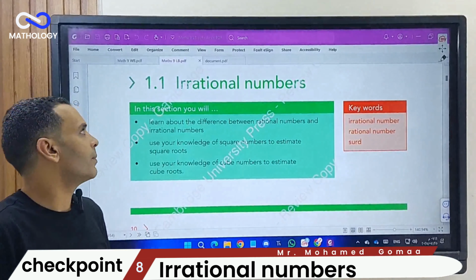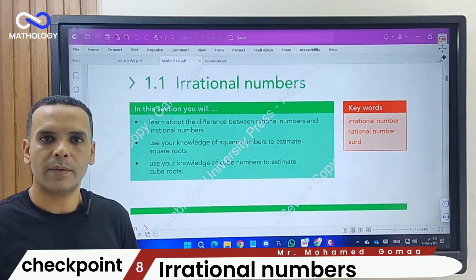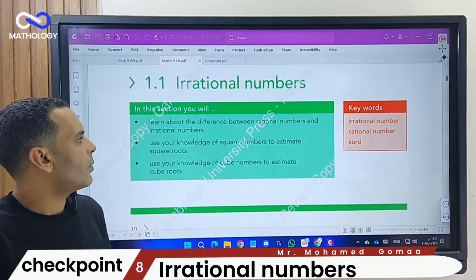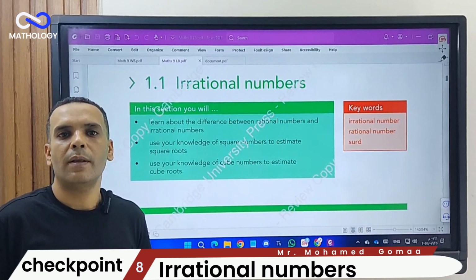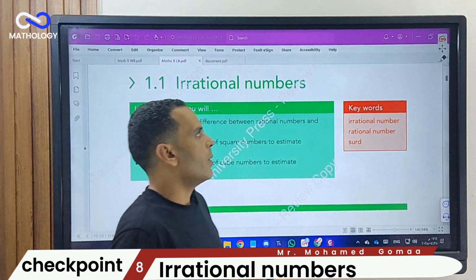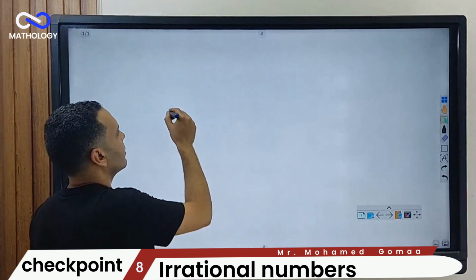Hello everyone. Our lesson today is about irrational numbers. But before we study the irrational numbers, you have to remember the rational numbers. What's meant by rational numbers?